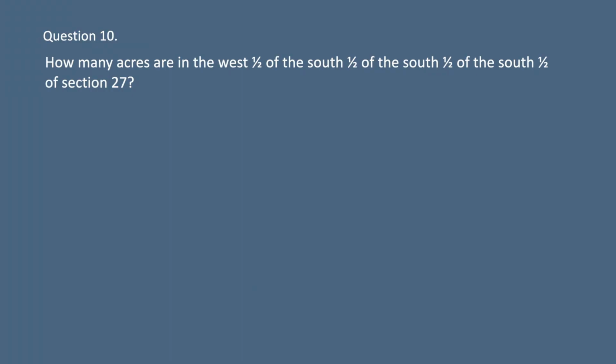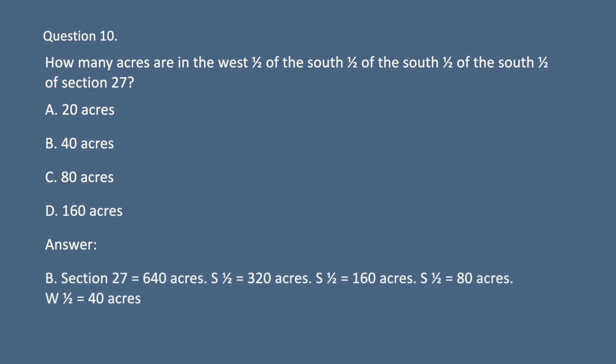Question 10. How many acres are in the west half of the south half of the south half of the south half of section 27? A. 20 acres. B. 40 acres. C. 80 acres. D. 160 acres. Answer. B. Section 27 equals 640 acres. S half equals 320 acres. S half equals 160 acres. S half equals 80 acres. W half equals 40 acres.